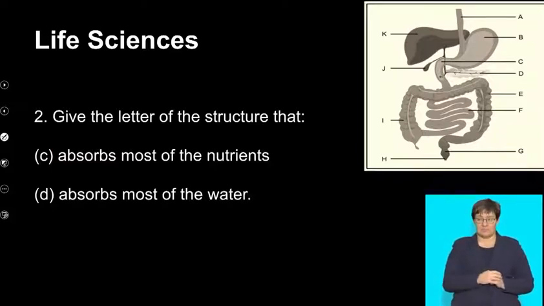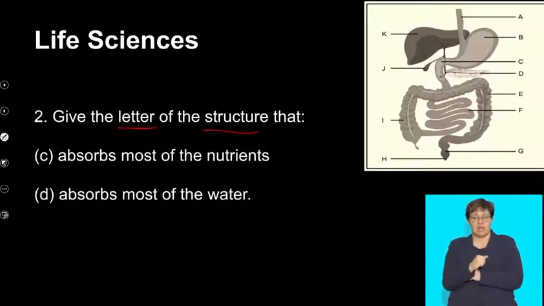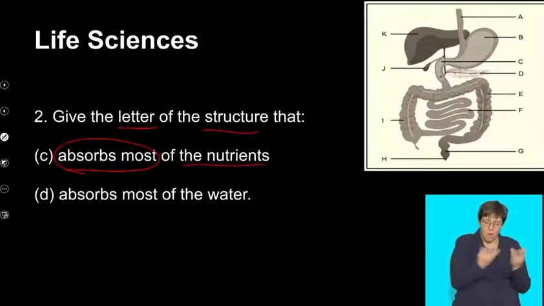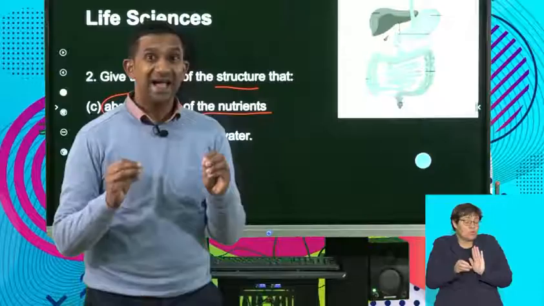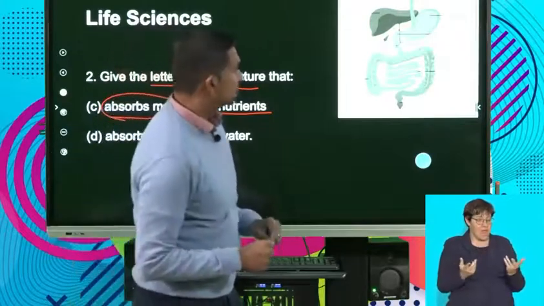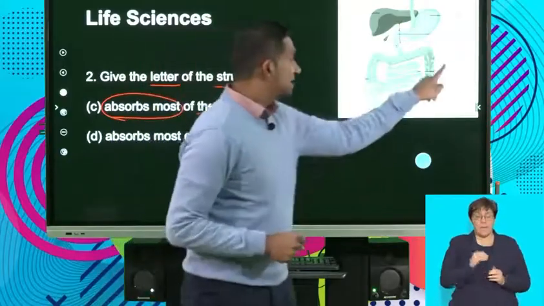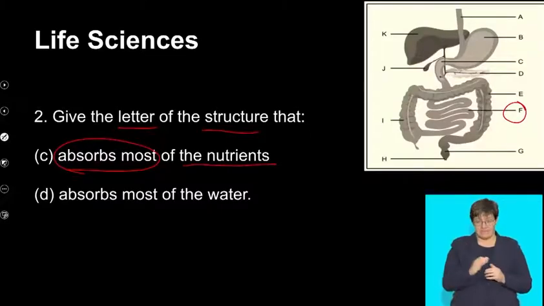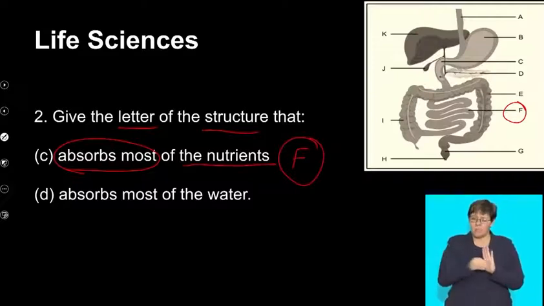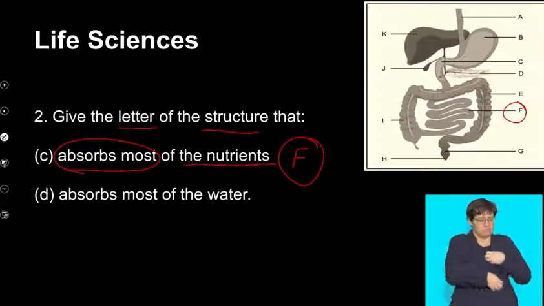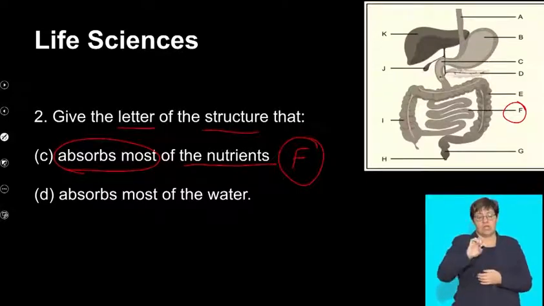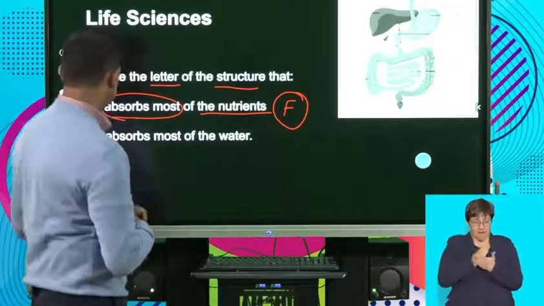A few more. Give the letter of the structure that absorbs most nutrients. So guys, remember that the absorption of nutrients happens in the small intestine. So that's going to be letter F. And so that is where the jejunum absorbs most of the nutrients that have been chemically digested as they move into the duodenum and the middle part of the small intestine.